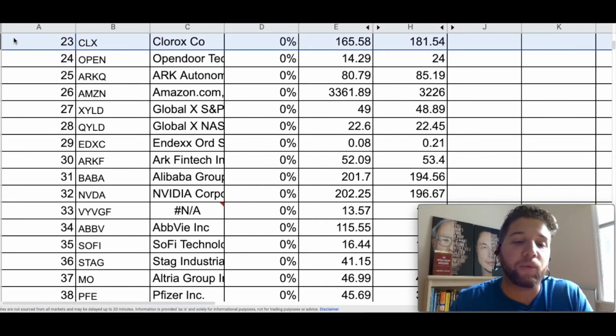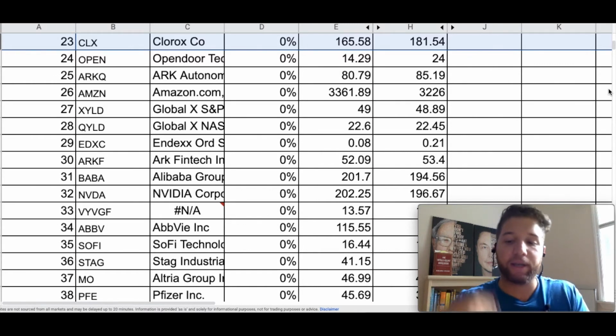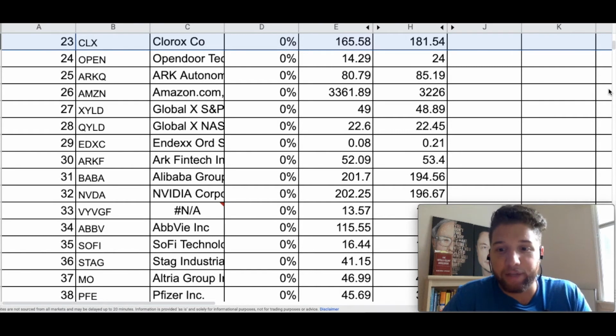Next up, 23rd biggest holding, we have Clorox Company, another company I just recently started a position in. I actually added some more shares after the recent major dip it had of around $20, when it went from 180 to 160. So this is getting close to maybe a 0.5% position in my portfolio.